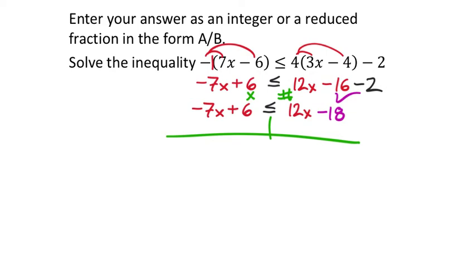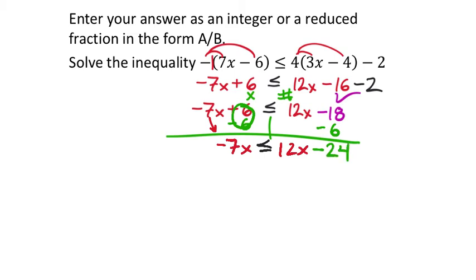So I want to isolate my x's, so I don't want that plus 6 right there. I'm going to have to subtract 6 from both sides to zero that out, which it does. And now I got negative 7x is less than or equal to 12x, but negative 18 minus 6 is going to give me negative 24 there.